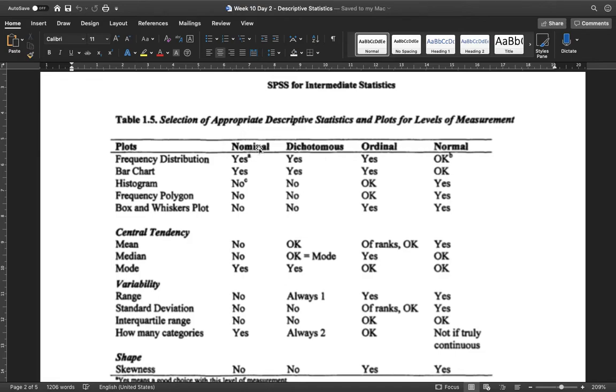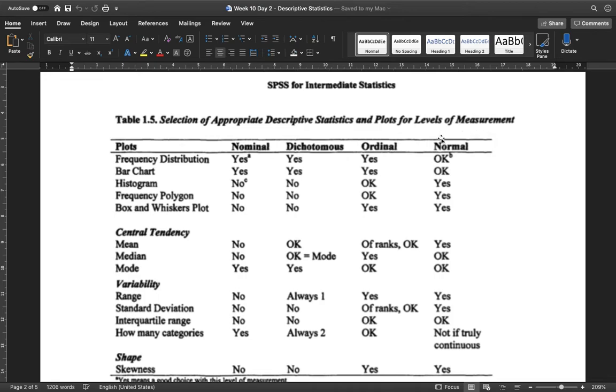For nominal data, ang pwede mong gamitin ay frequency distribution at yung bar chart. For dichotomous data, ganun din, frequency distribution and bar chart. For ordinal, pwede mong gamitin ang frequency distribution, bar chart, and box and whiskers plot. Especially useful tong box and whiskers plot because kapag pinlot mo to, makikita mo na kagad yung interquartile range. So, meron ka na kagad yung measure of variability for that. You can also use naman histogram and frequency polygon, pero it's mas recommended yung tatlo.